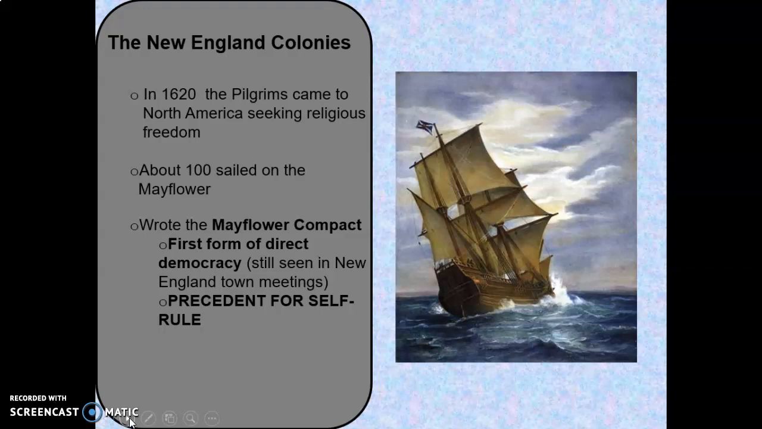So they came over here, the Pilgrims did, seeking religious freedom. About 100 sailed over. As you see, the Mayflower Compact was written on board the Mayflower. So they actually signed this document aboard the Mayflower. It's the first form of direct democracy in the New World. It's still seen in New England town meetings, and it sets precedent for self-rule. What a town meeting is, or what a direct democracy is, is every person in the town votes on every issue directly.